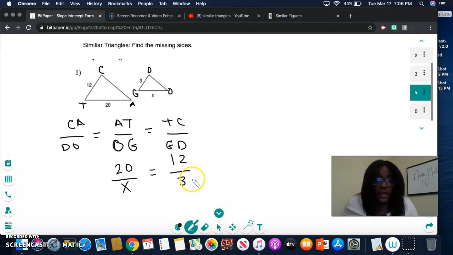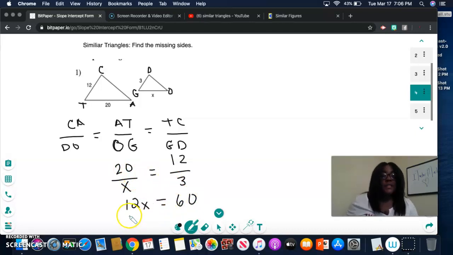So the question you want to ask yourself is, how can I solve for X? Well, this is something basic that we should be able to remember, and that's cross multiplication, okay? So cross multiplying is going to let me multiply X by 12, which gives me 12X, equal to 20 times 3, which gives me 60.